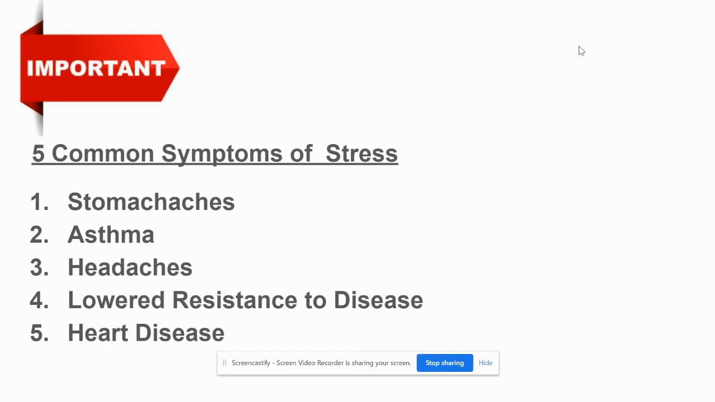And then number 5, heart disease. This is usually the result of a prolonged stress. So maybe a person has been working for years in a job that is very stressful and makes them unhappy, or a relationship that they've been in a long time and it's causing a lot of stress. That's when we would probably see heart disease.